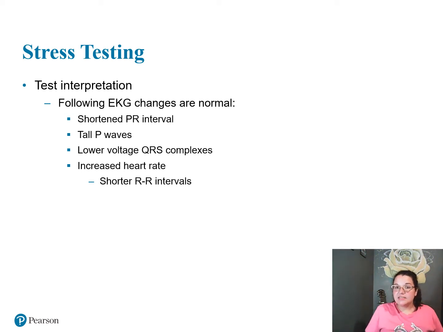So if we see ST elevation or depression, we want to stop the test. But if we see a shortened PR interval, do we want to stop the test? No, these are normal changes that we will see because we're putting stress on the heart. Tall P waves are normal. Lower voltage QRSs are normal. And an increased heart rate is normal with shorter R to R intervals.